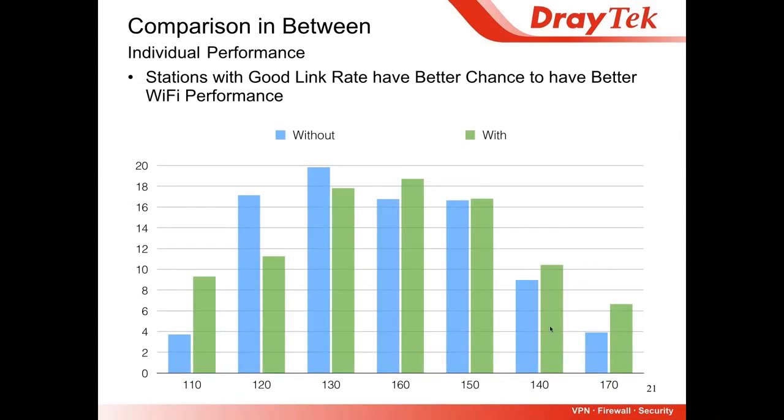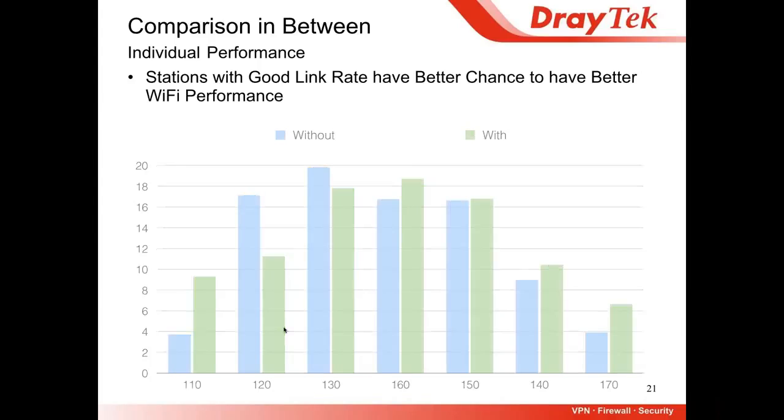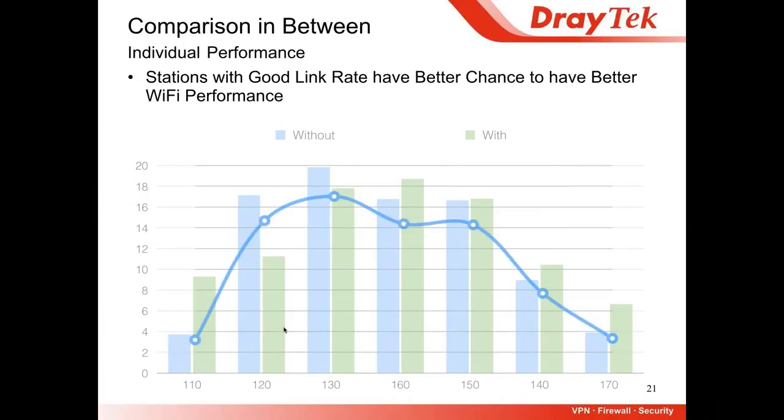If we rearrange the sequence, moving 160 to the center and 140 to the right side, we can get a more centralized figure. This is the blue one without airtime fairness, and this is the green one with airtime fairness. You can see the green one doesn't have the kind of extreme numbers the blue one has. So it's more equalized and also higher performance, better than the blue one. So that was the individual performance.